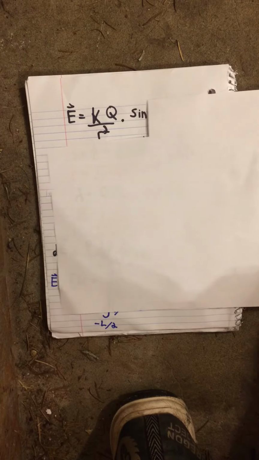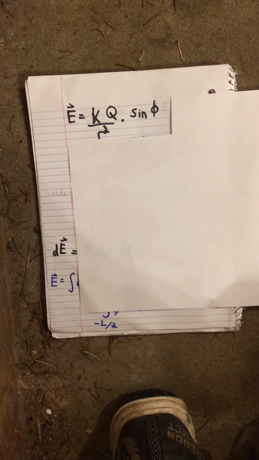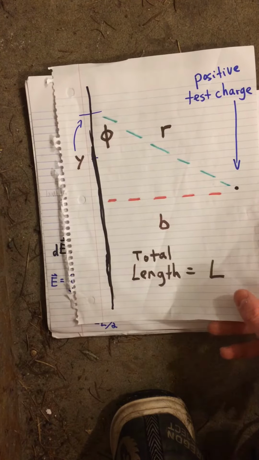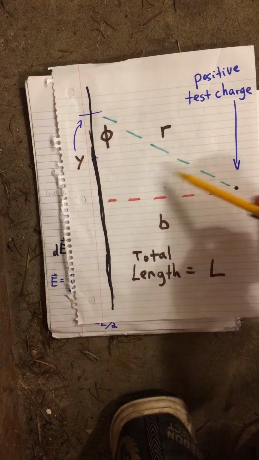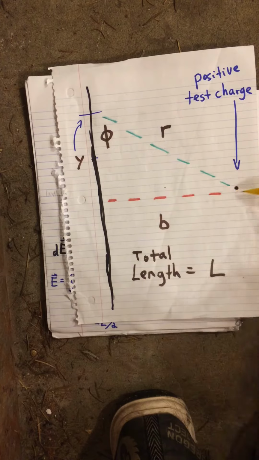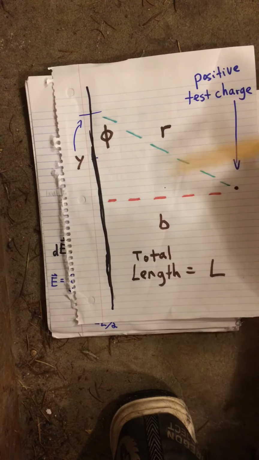So we said that when we're finding this total field, we can cancel out all of the vertical components. So we're going to multiply by sine of phi. That's that little Greek symbol there, and phi is this angle here. So the sine will give us just this component moving the charge away, because all the other ones will cancel out.